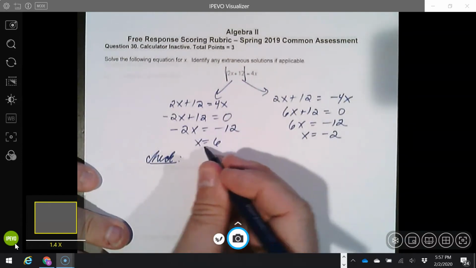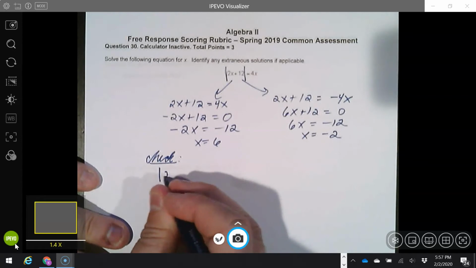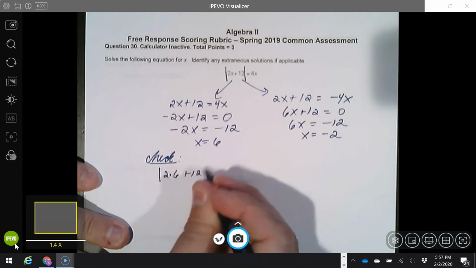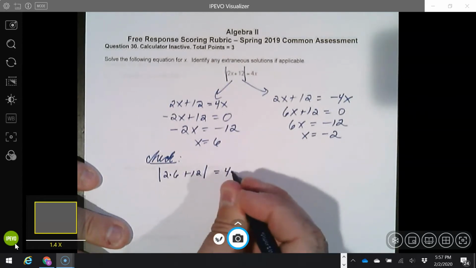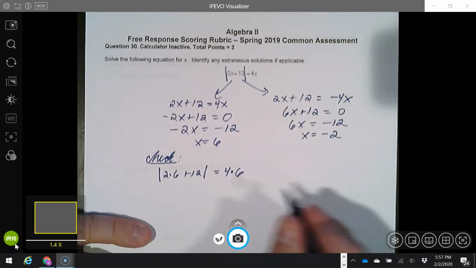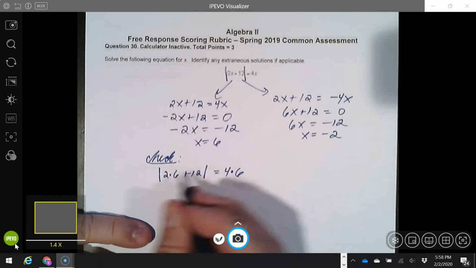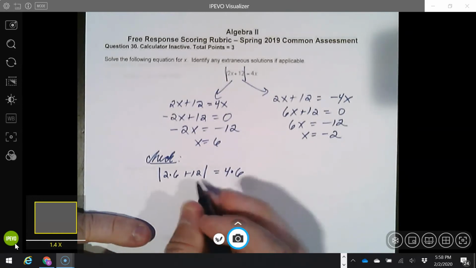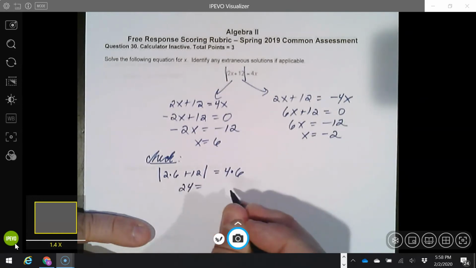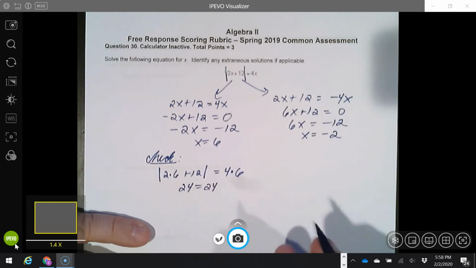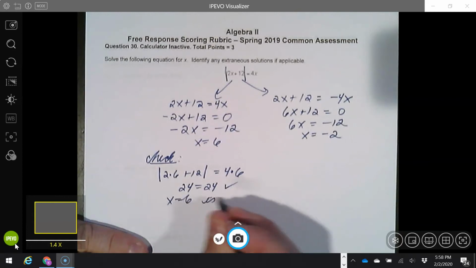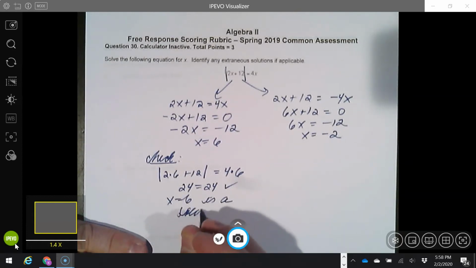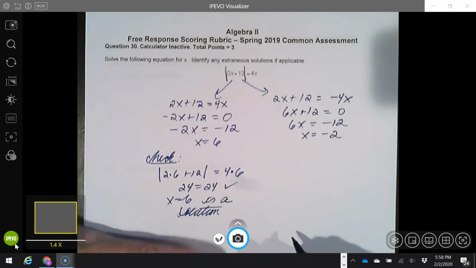If x is equal to 6 and I plug that back in, I get the absolute value of 2 times 6 plus 12 equals 4 times 6. I want to see if that actually is correct. 2 times 6 is 12. 12 plus 12 is 24. The absolute value of 24 is 24. 4 times 6 is 24. That works. x equals 6 is a solution.